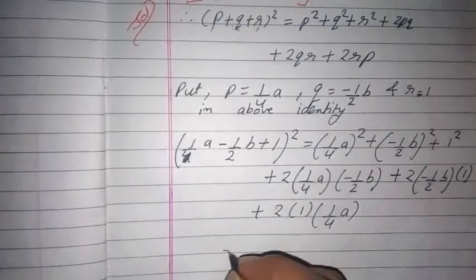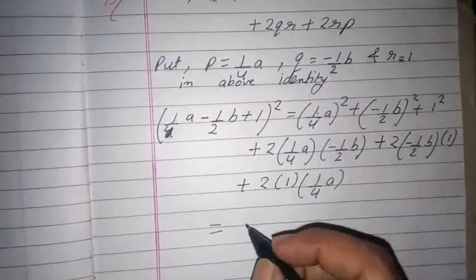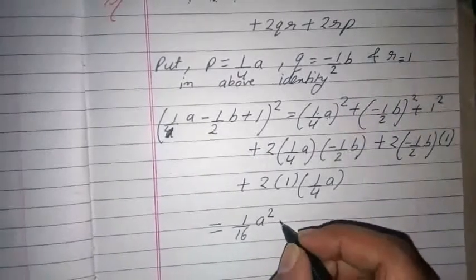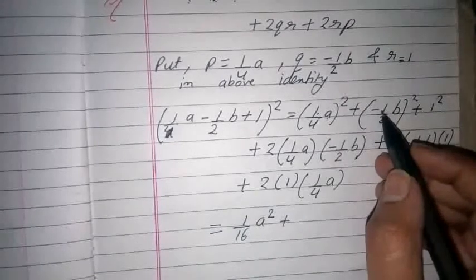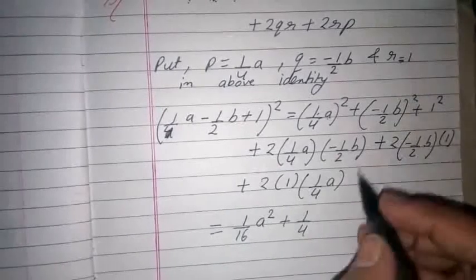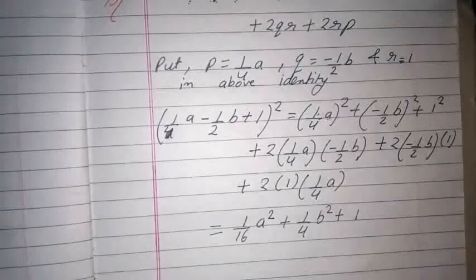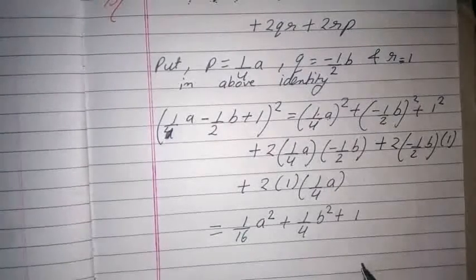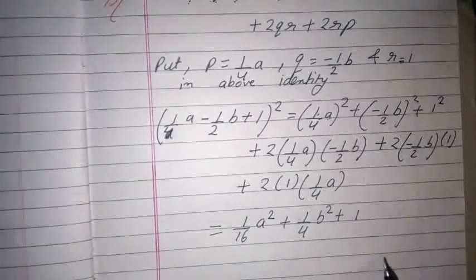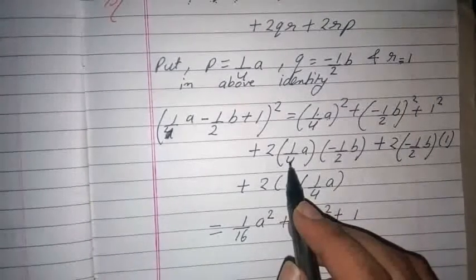Now open the brackets, all the brackets. So square of 1 is 1 and square of 4 is 16. So 1 upon 16 and square of a is a square, plus square of minus 1 is plus 1 and square of 2 is 4. So 1 upon 4 and square of b is b square and square of 1 is 1. Always remember that 1 to the power n, where n is any natural number, is always equal to 1. 2 into 1 upon 4 is 2 upon 4.